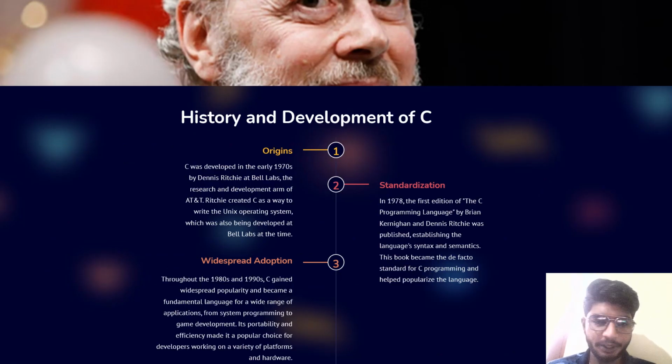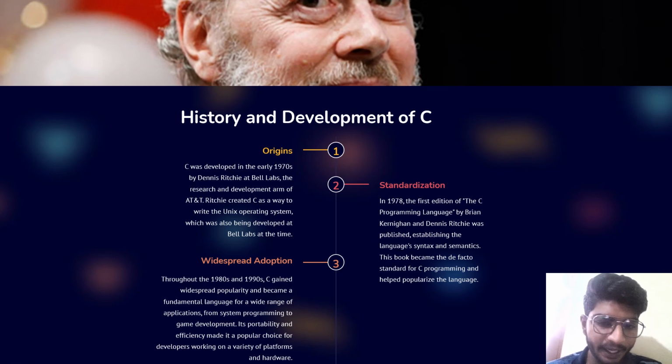History and development of C. It has three phases. Origin. C was developed in the early 1970s by Dennis Ritchie at Bell Labs, the research and development arm of AT&T. Ritchie created C as a way to write the Unix operating system, which was being developed at Bell Labs.